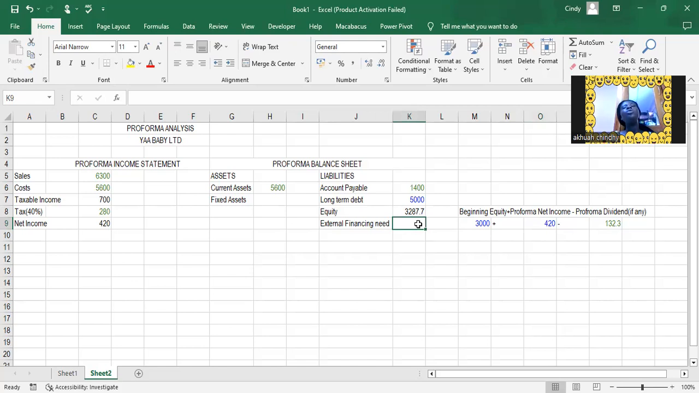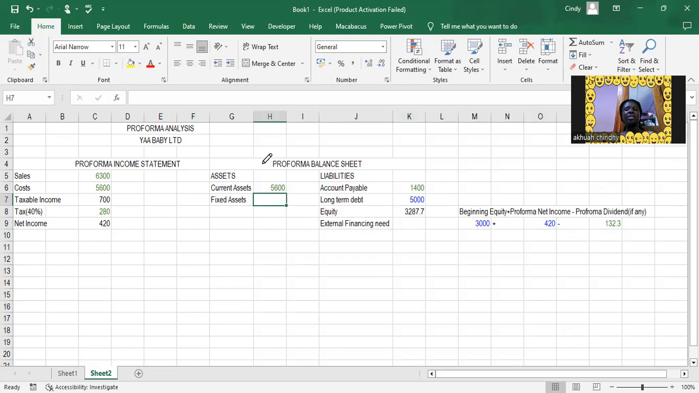We can only know our external financing need when we know our total assets. We know from the basic accounting equation that our assets are equal to liabilities plus equity. So in order to know the external financing, the amount we need from outside to support our assets, we need to know what our total assets will be first. After finding our equity and our long-term debt, we'll come to our fixed assets. So how do we find our fixed assets? Then we'll come back to our question.